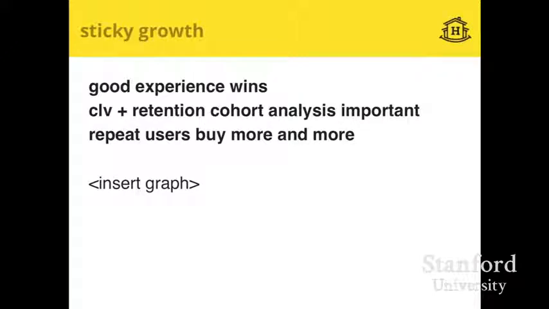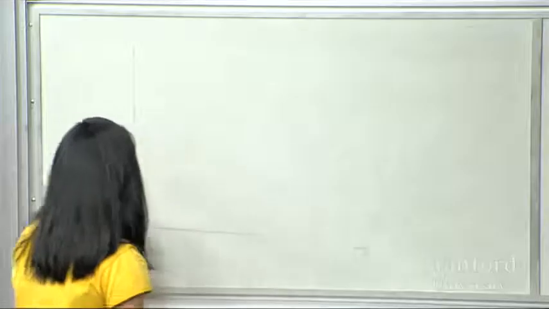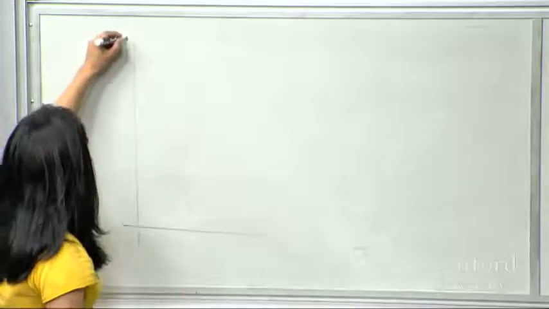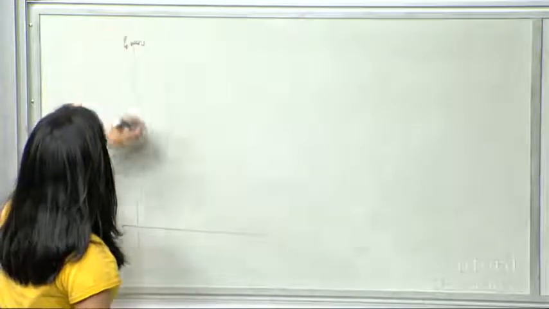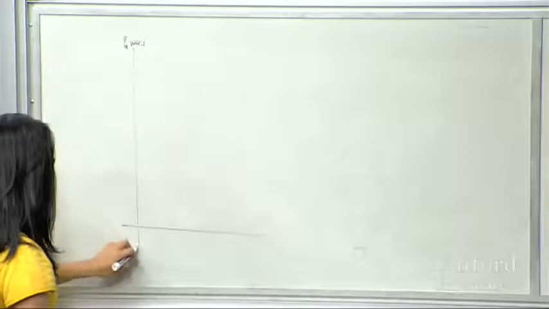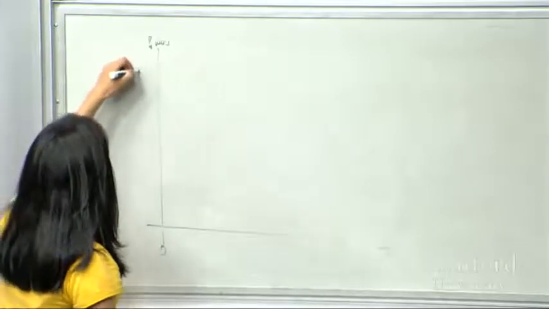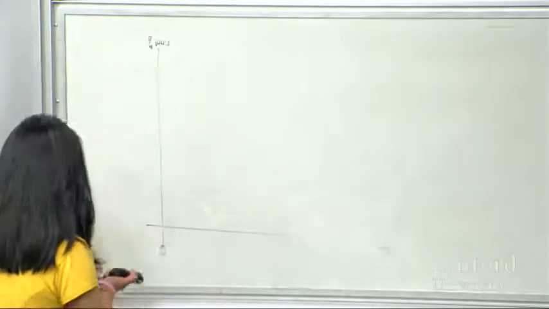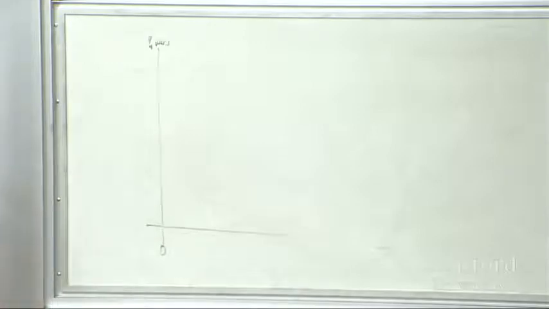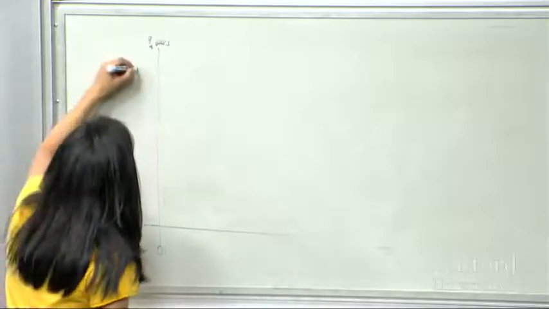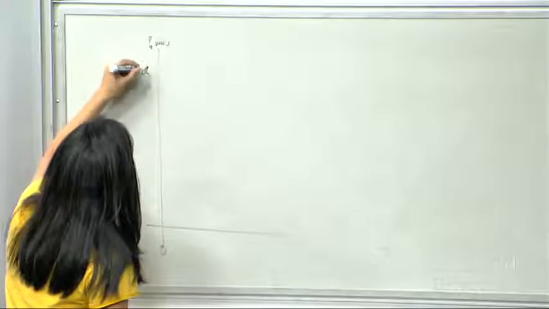So when I say cohort, basically what you're looking at is, this is time, and this is percent of users coming back to you. So at time 0, at period 0, we're at 100%.